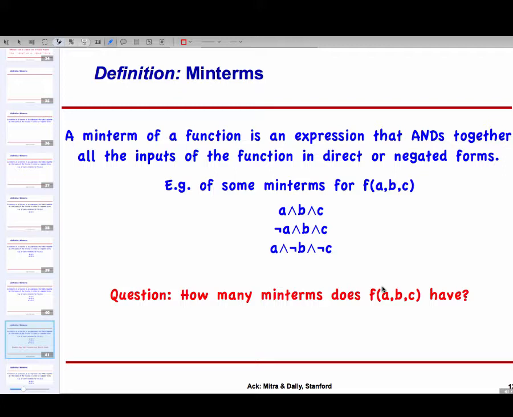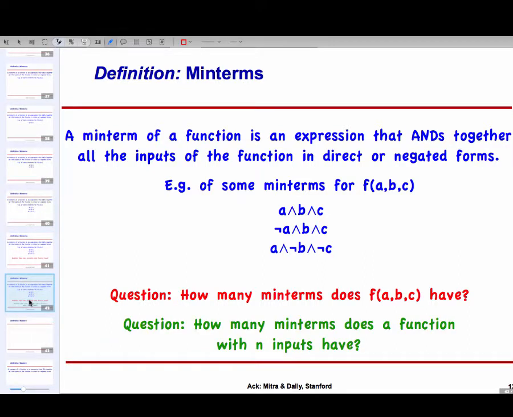That each input can appear negated or non-negated. So in general, if I have a k input function, I will have 2 to the power k possible minterms. So just a definition, nothing deep about it. And if I have n inputs, it's 2 to the power n.